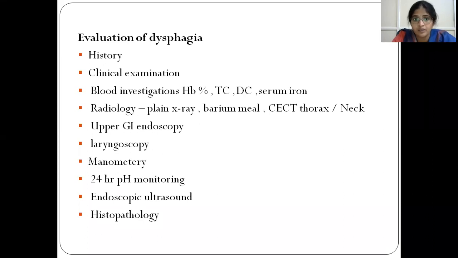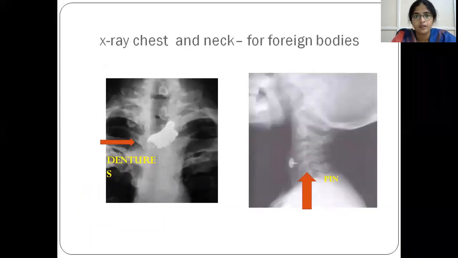Then we have to examine the patient properly. Then we have to do blood investigations. Then X-ray, barium studies, CT thorax or neck for any masses and all. We have to do upper GI endoscopy, laryngoscopy, manometry, 24-hour pH monitoring, endoscopic ultrasound, histopathology.